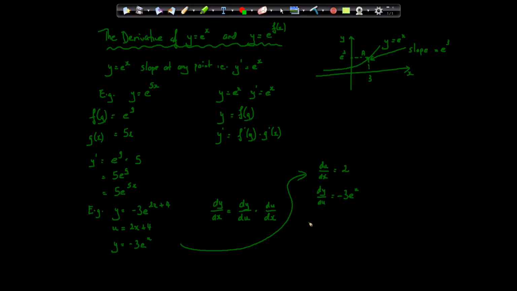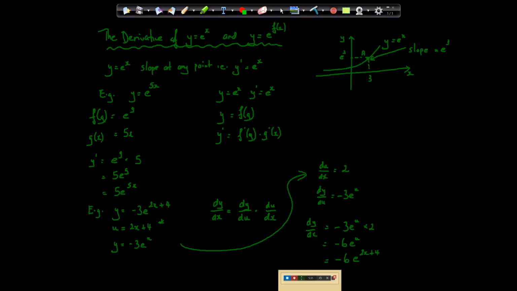Putting those two together, then, dy over dx is this result here times this one. So negative 3 e to the power of u times 2, which would be negative 6 e to the power of u. And let's replace that u back with the 2x plus 4.